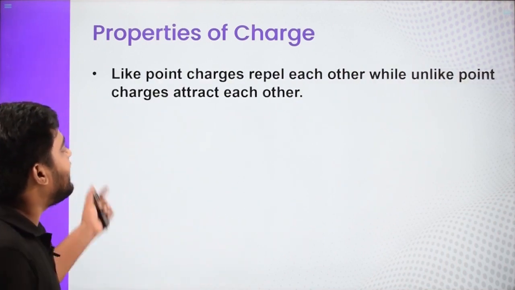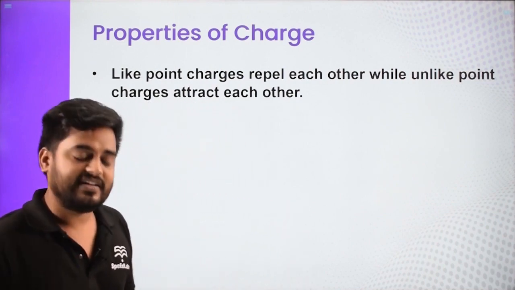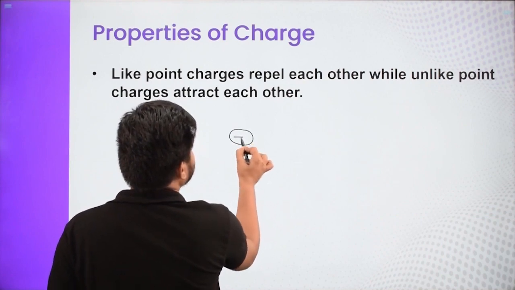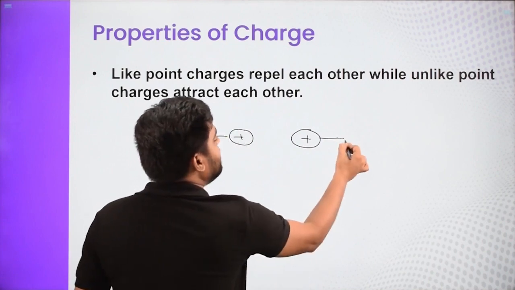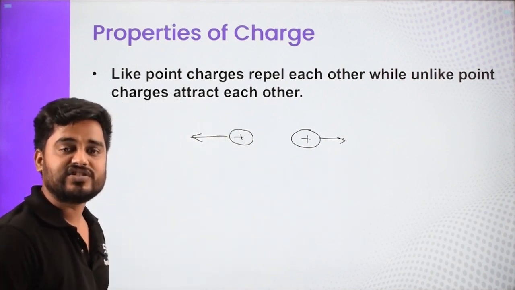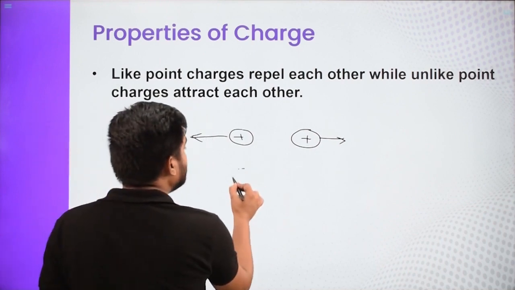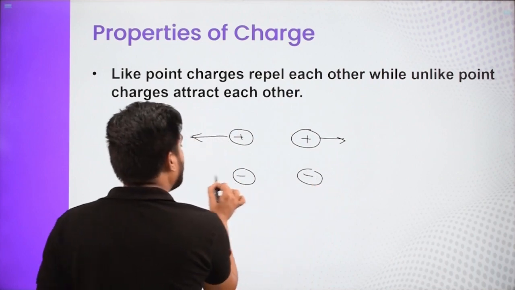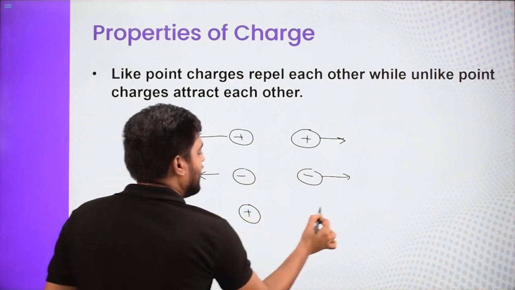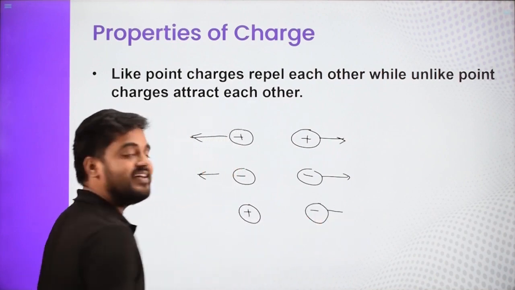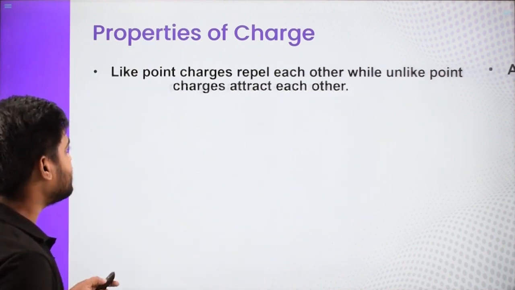Next property is that like point charges repel each other while unlike point charges attract each other. So if there are two positive point charges, they are going to repel each other. What will be the magnitude of this force with which they repel each other? We'll learn in Coulomb's law, which we are going to study later. If there are two negative charges, then they are also going to repel each other. And if one is a positive charge and the other is negative, then rather than repelling, they attract each other. So let us discuss this further.